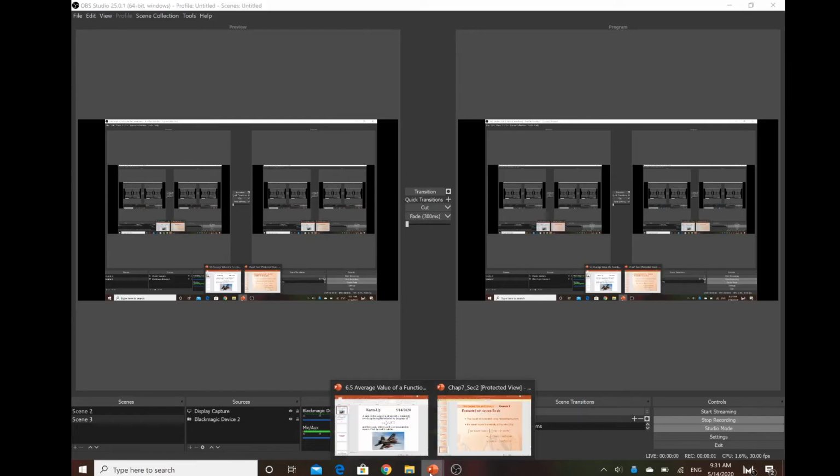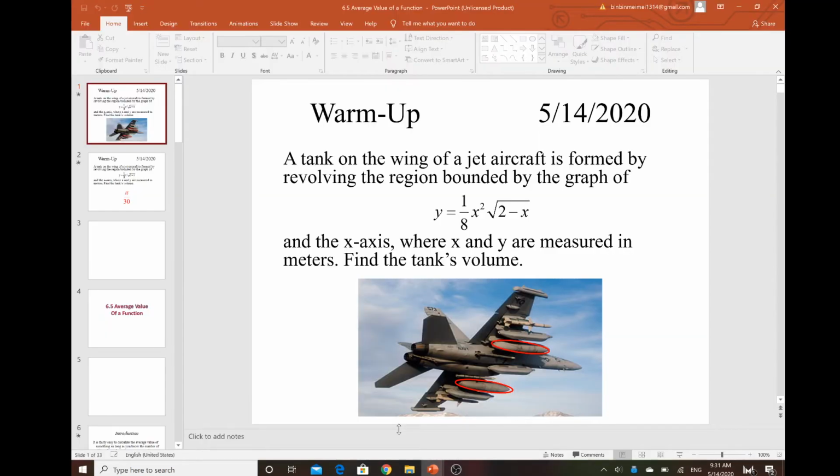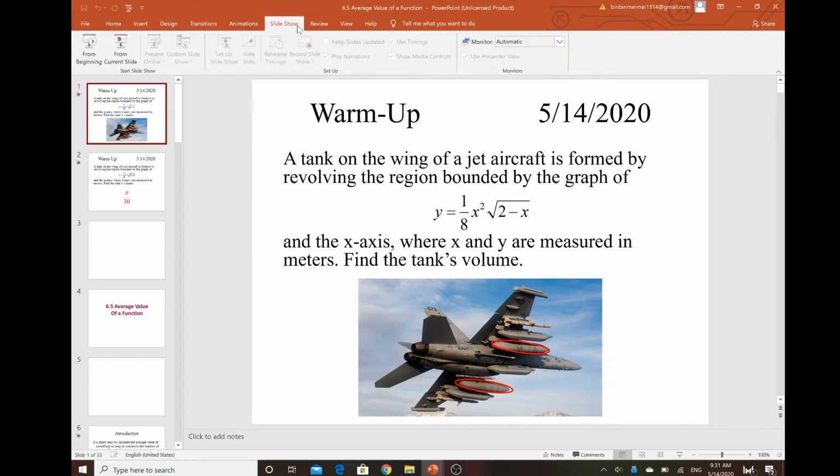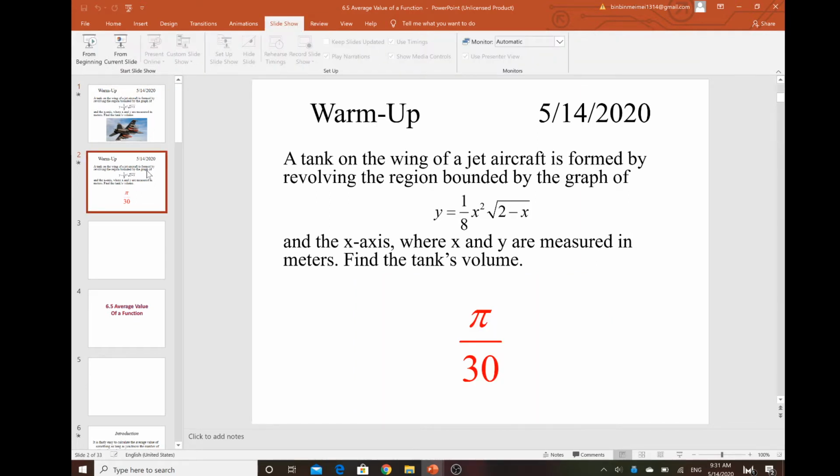Morning, calculus class today. I want to talk about section 6.5, which is about the average value. If you want to start with the warm-up problem, here's the one. It's about the revolution around the x-axis or the y-axis, finding the volume.